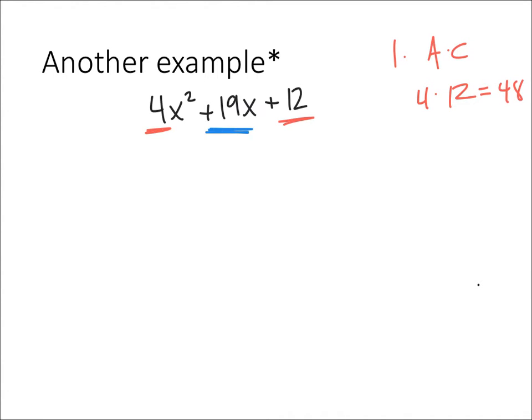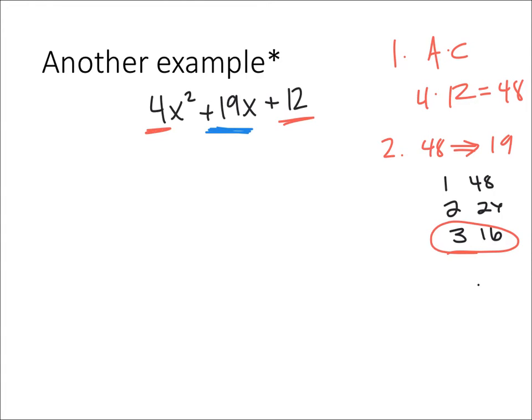And then I'm also going to look at B here in the middle. So I want to figure out factor pairs of 48 that will combine to give me 19 in some way. We can work down the line if we need to. So factor pairs of 48: 1 and 48, 2 and 24, 3 and 16. We can work our way down there, but once we get here we notice that 3 and 16 will combine to give us 19, and so that's the factor pair that we're going to use.